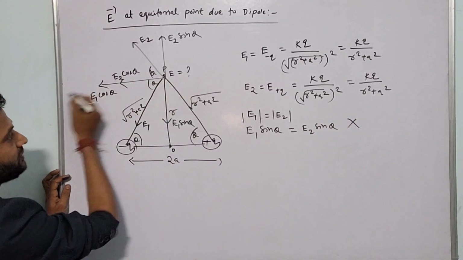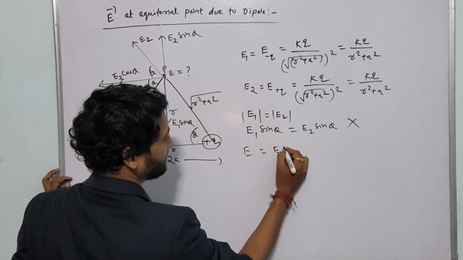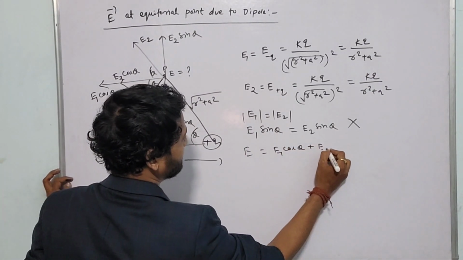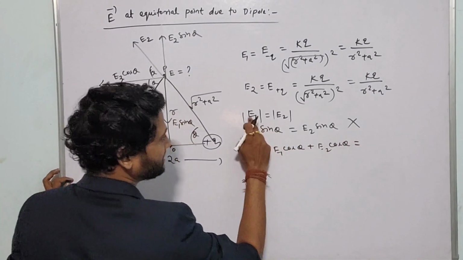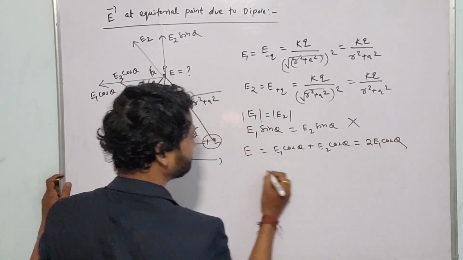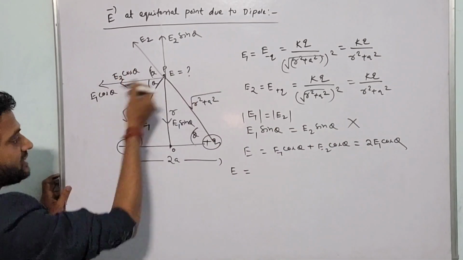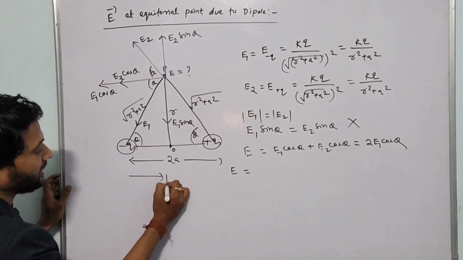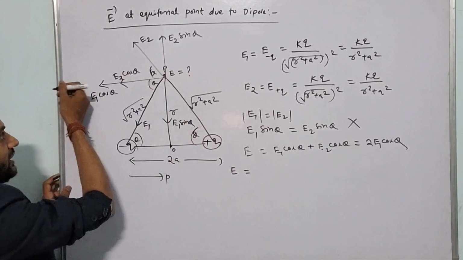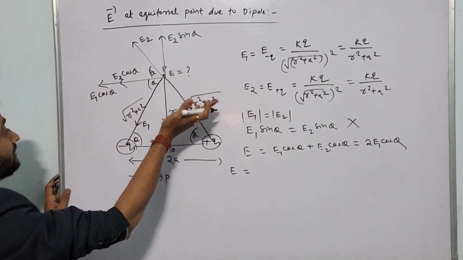Then what is the net electric field? It will be E1 cos theta plus E2 cos theta. So net electric field is E1 cos theta plus E2 cos theta. Since E1 equals E2, we can say 2 into E1 cos theta. Then what is the direction? Direction is against the dipole moment. What is the direction of dipole moment? Minus to plus. And net electric field direction is from plus to minus, or from right to left.